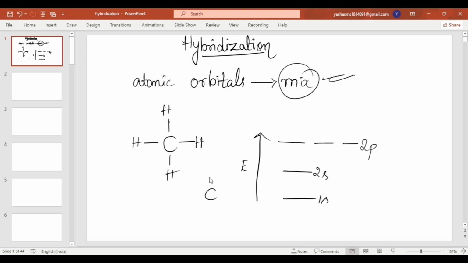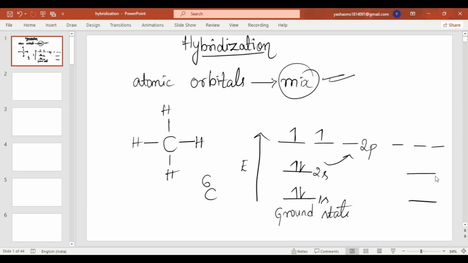Carbon has the atomic number of 6, therefore it will have 6 electrons. 1s2, then 2s2, then 2p2. This is the ground state. Suppose I want to write it in the excited state, then what will happen? I have to transfer one electron from 2s to 2p.